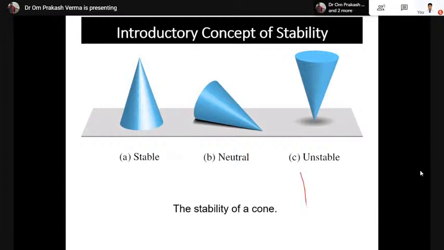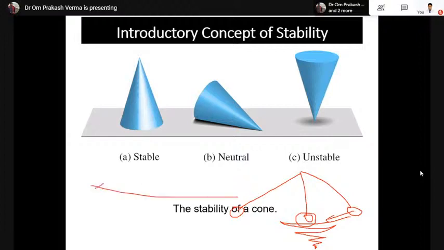Suppose this is the bob, this is the extreme point and this one is the other extreme point. When you release this one, the oscillation goes like this. This is an underdamped type system, and then it is stabilized. So this is the stable system.